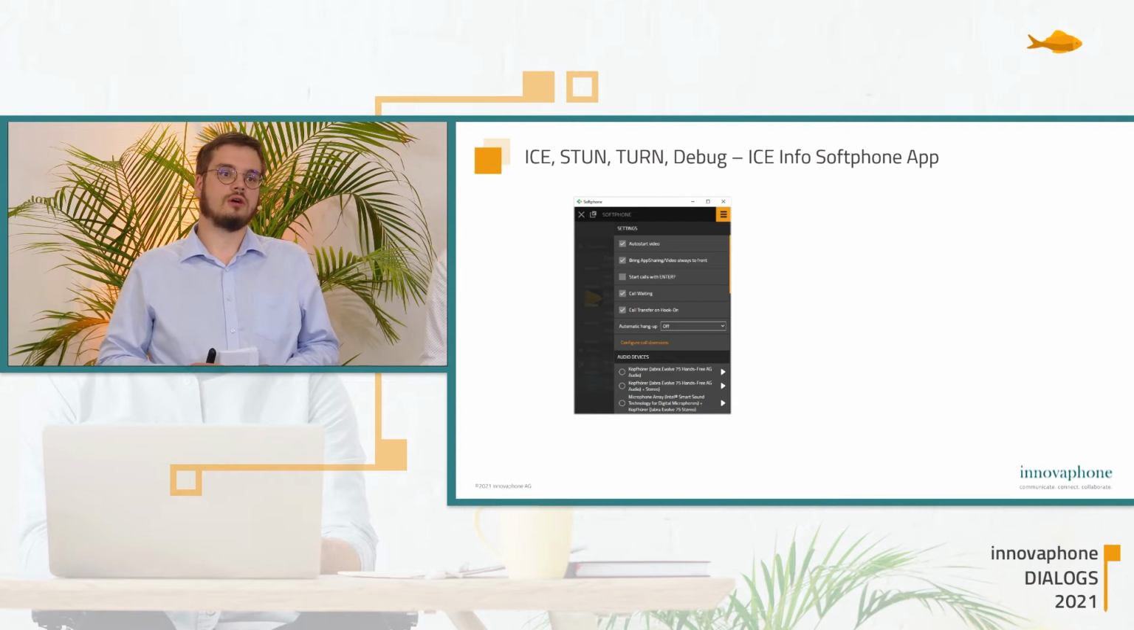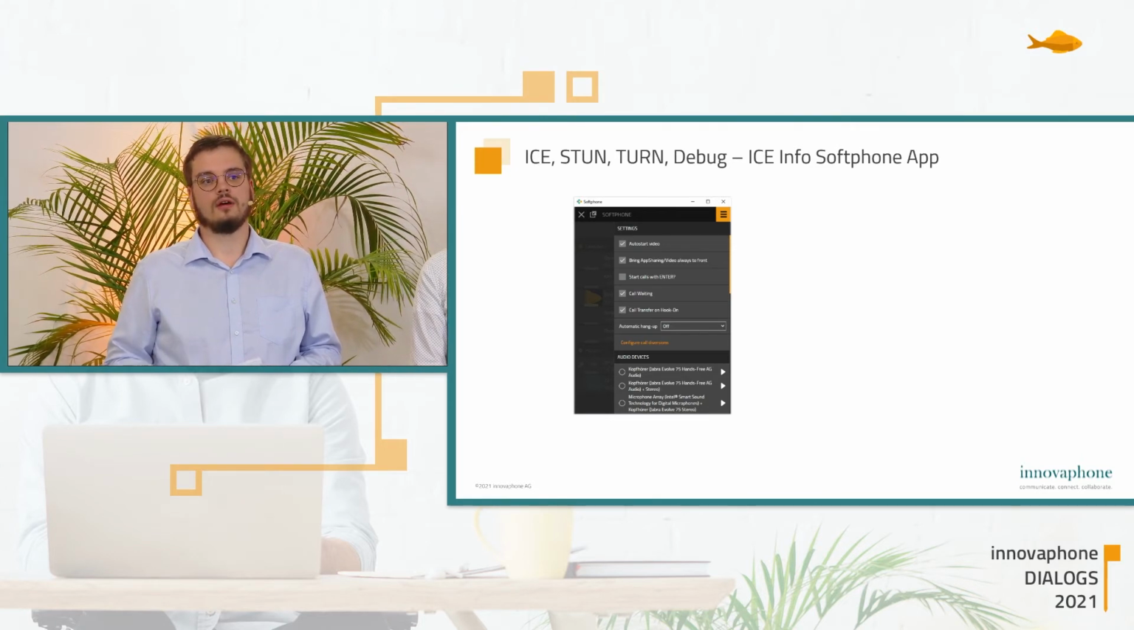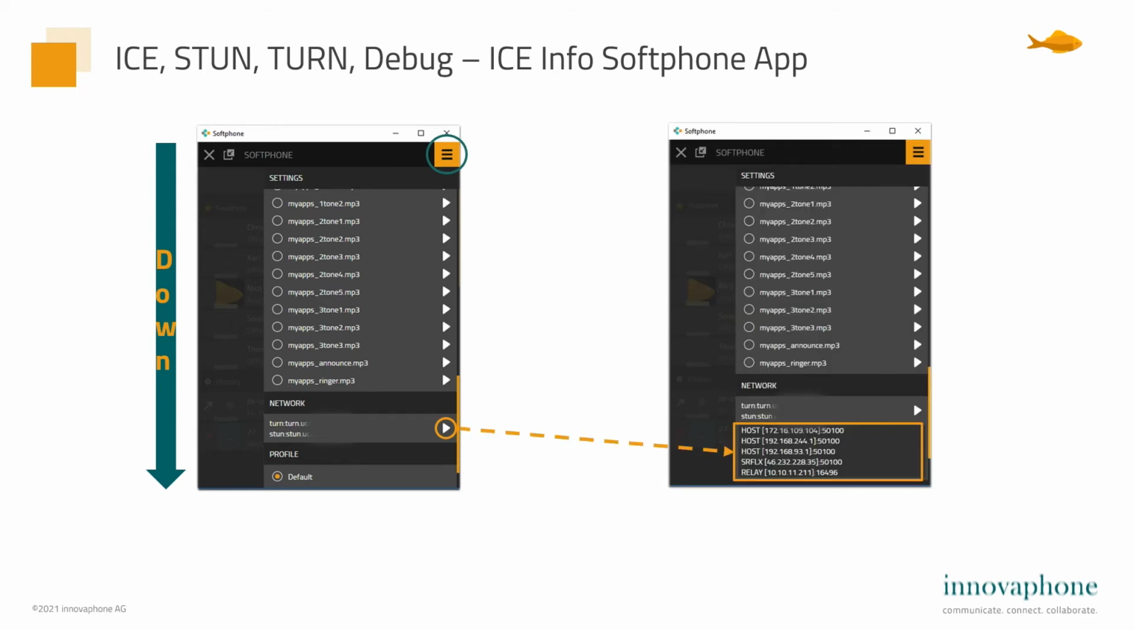Also, on the new softphone app, if you go to the settings, the burger menu, the hamburger menu, and scroll down, you have a network section with a small arrow triangle. If you click on it, you will see on the client side which kind of host, server reflective and relay addresses are used by the softphone. Basically those settings are coming from the PBX. So if you configure the STUN and TURN server in the PBX on the client side, the softphone will get its information from there. That's why it's important to configure the STUN and TURN server in the PBX.